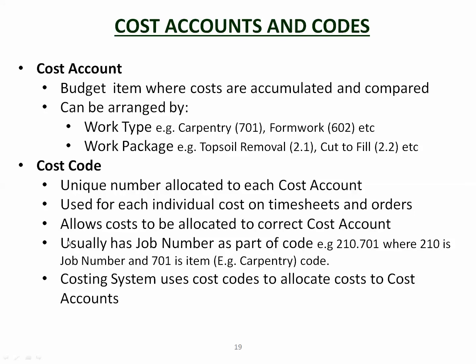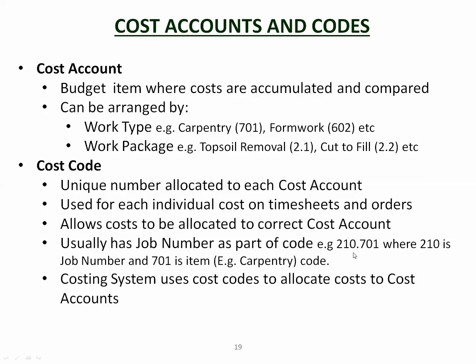It allows the cost to be allocated to the correct cost account, because once you've got a number and the time or the amount allocated to it, the computer system can arrange everything according to those cost codes, and it groups them all together, adds them all up, and then tells you the actual costs that have been charged to that particular cost code. So it usually has a job number as part of the code.